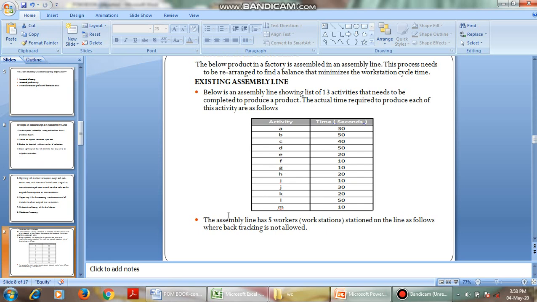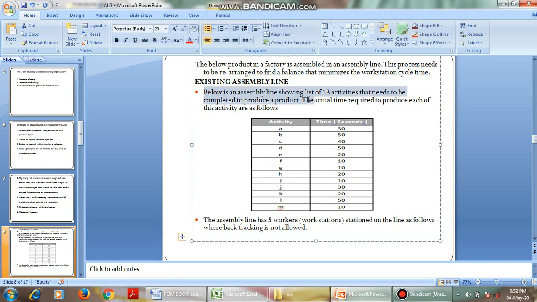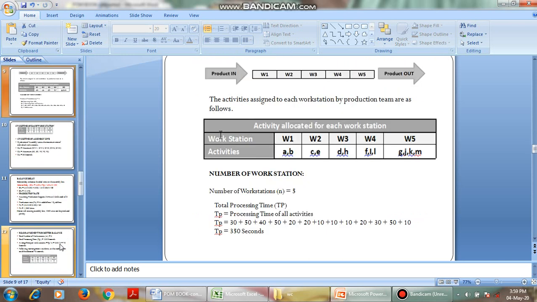See, this is our data. Given is the assembly line showing the table of activities that need to be completed to produce a product. The actual time required for each of the activities is given here. The assembly line has 5 workstations as follows, where backtracking is not allowed. Backtracking is nothing but going from E to A, H to D, that is in reverse. That is, work is moved from A to B and it should not go from B to A. That is called backtracking. Okay, right. Let us see.